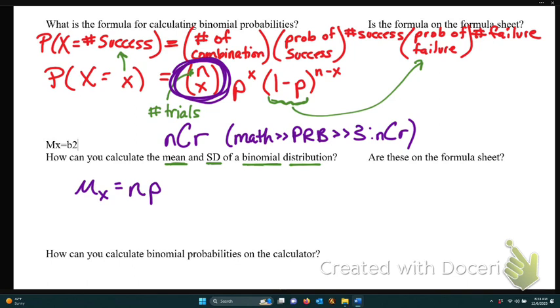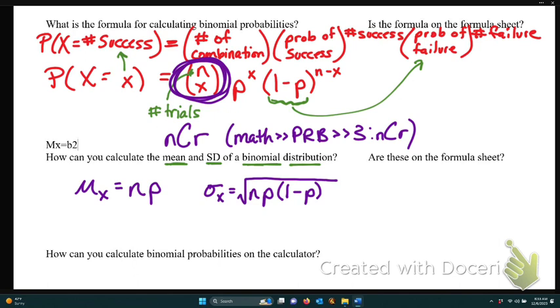The standard deviation of a binomial random variable is the square root. You should not be shocked, all standard deviations are square-rooted numbers. It is the square root of n times p times 1 minus p. That is our number of trials, times our probability of success, times our probability of failure. I take the square root of that, and I get the standard deviation.